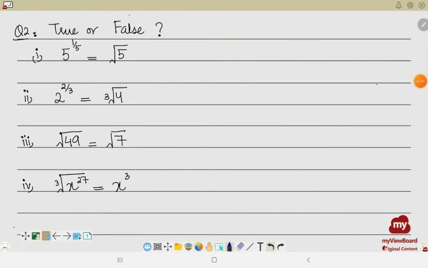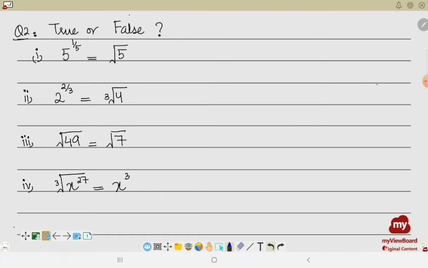Okay, now let's solve question number 2, in which we just have to mention whether these written statements are true or false. And we'll write down the true statement by ourselves. So in the first part, 5 raised to power 1 by 5 is equal to square root of 5.